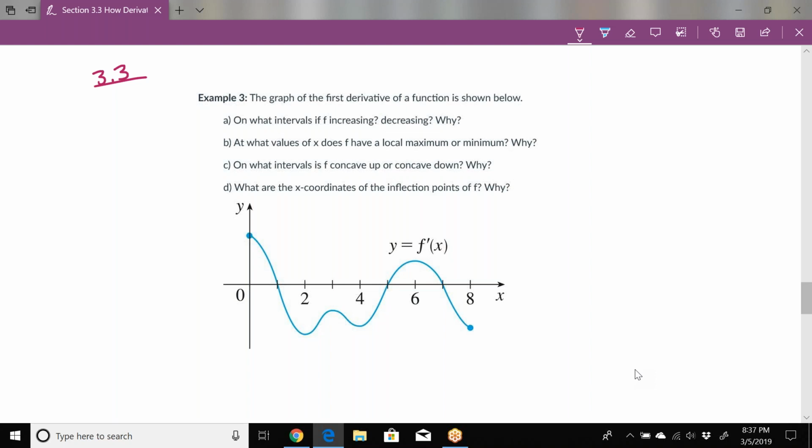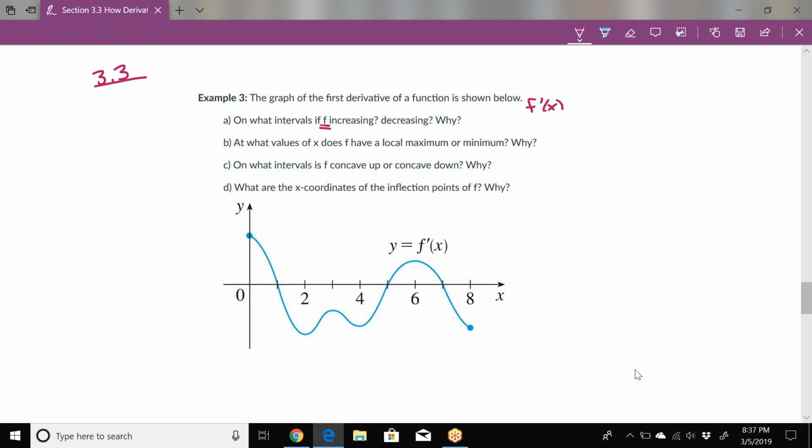So the graph of the first derivative of the function is shown below. The first question was, on what intervals is f increasing or decreasing and why? And remember, we said that this was the function that is f prime of x. Remember, this is the first derivative. They're asking me about f. And we did this part right in class.